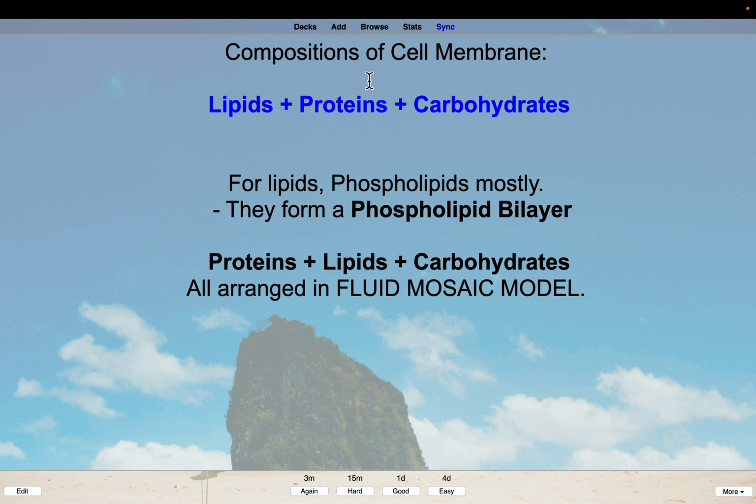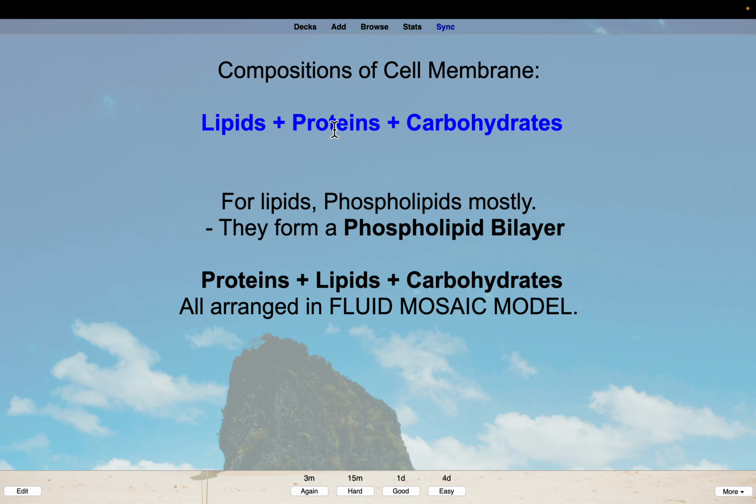Compositions of the cell membrane: we have lipids plus proteins plus carbohydrates. Basically everything in the list of biological macromolecules, except nucleic acids. For lipids, the cell membrane mostly has a specific type, that is phospholipids. They form a phospholipid bilayer. And proteins, lipids and carbohydrates are all arranged in a fluid mosaic model.